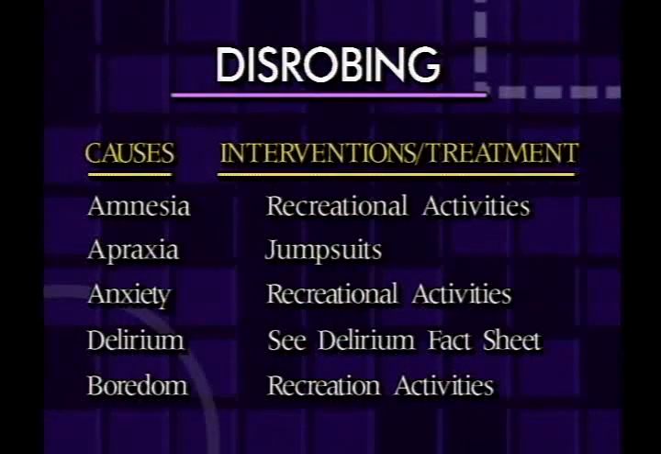Stripping, disrobing, is a very, very distressing symptom. It can be seen either at home or in the nursing home. Why do patients take their clothes off? Well, to begin with, they may have amnesia. They may forget that you've told them to keep their clothing on. In which case, the best thing you can do is to keep their time tied up, keep them in recreational activities. They may have apraxia.